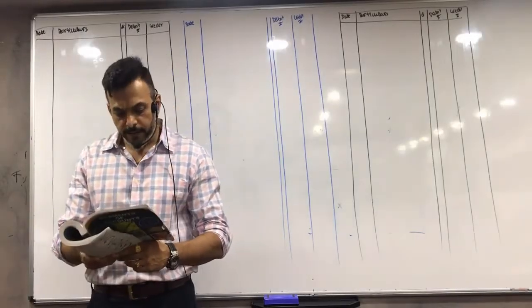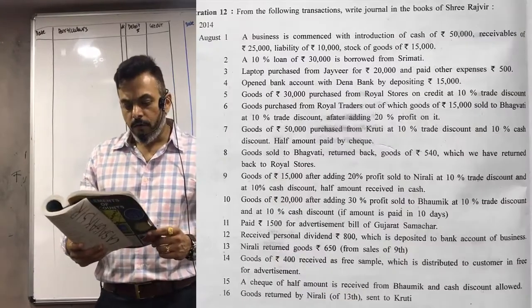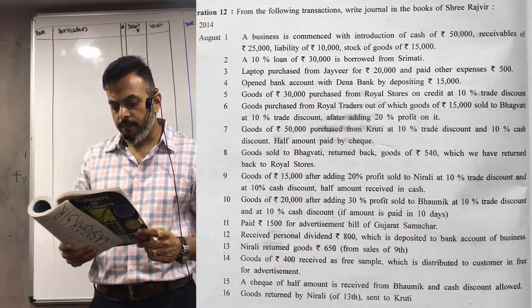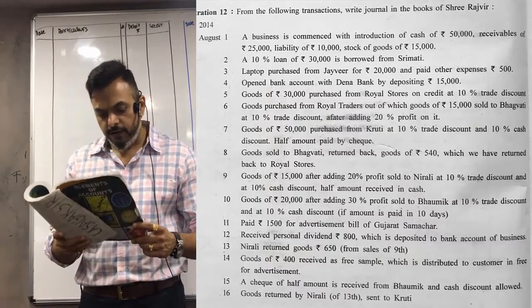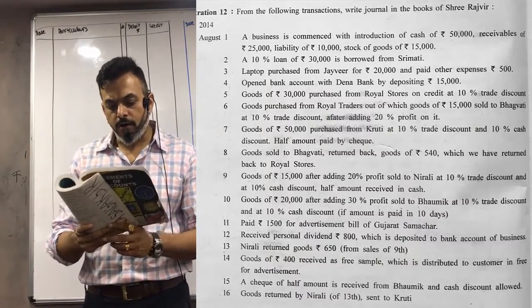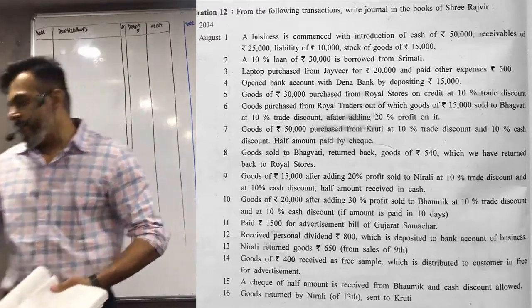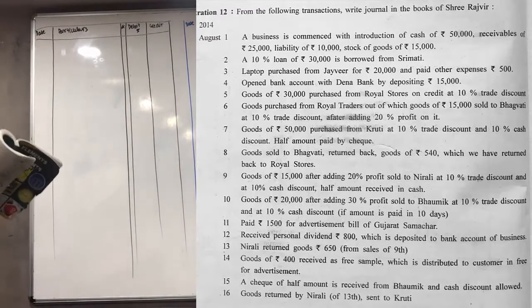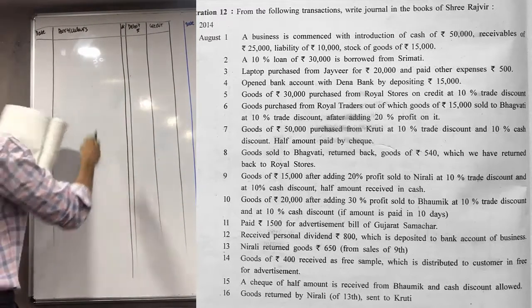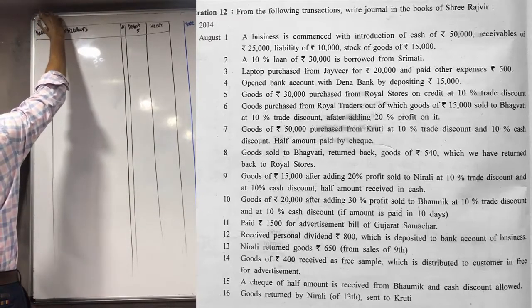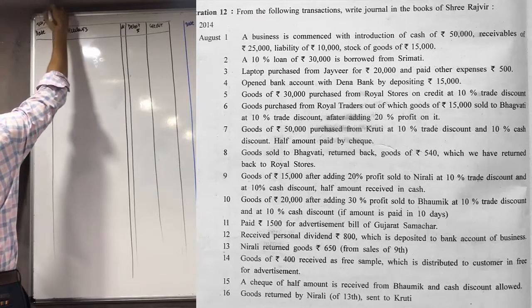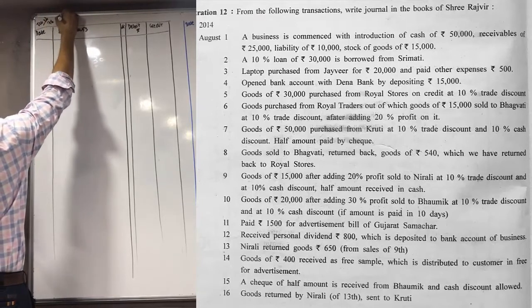Illustration 12, page number 76. From the following transactions, prepare journal in the books of Sri Rajveer, 2014, August 1. Let's write the heading first. Likho heading. Journal entry of Rajveer. Illustration 12. Page number 76.